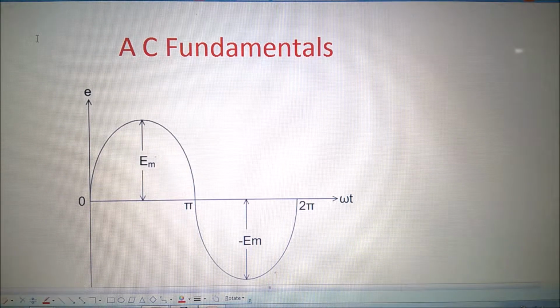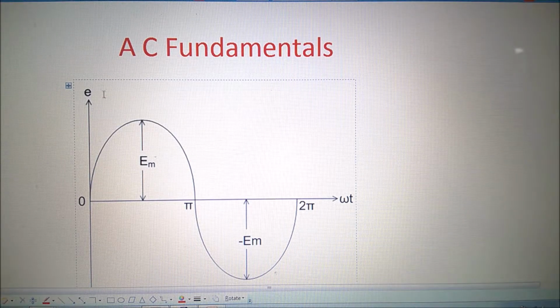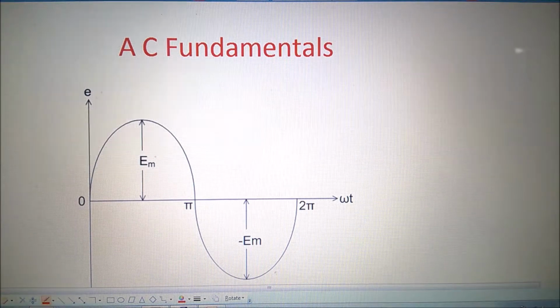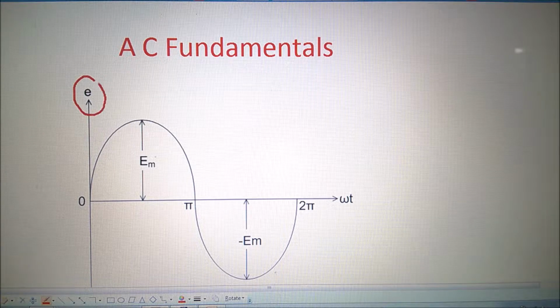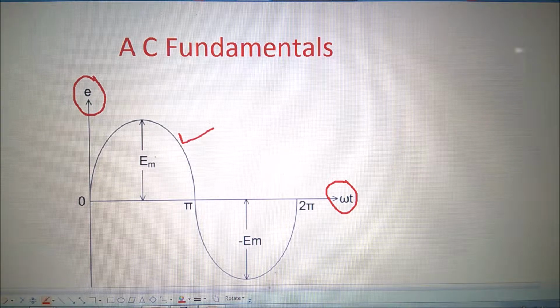AC fundamentals. To understand AC fundamentals, let us consider the waveform I am showing here. You can see the y-axis, there is a small e, that is the instantaneous voltage, and you can see in the x-axis omega t, there is the phase angle. Now this is the sinusoidal waveform. At a particular point, the instantaneous voltage changes in the sinusoidal waveform.